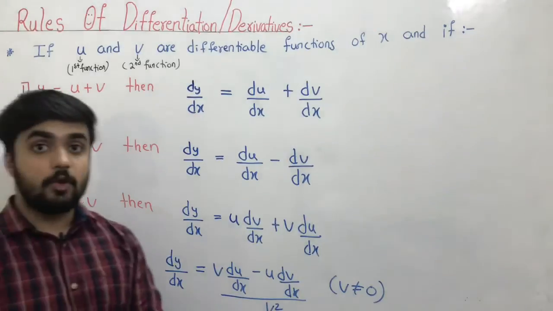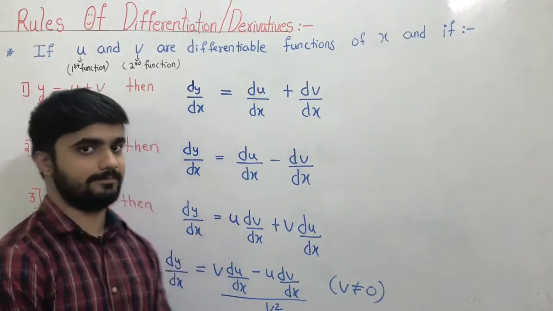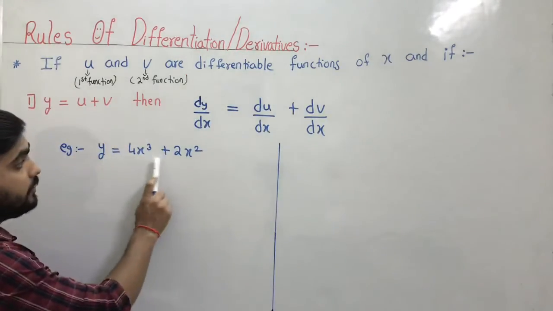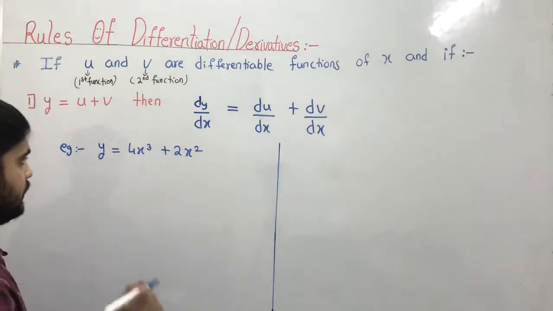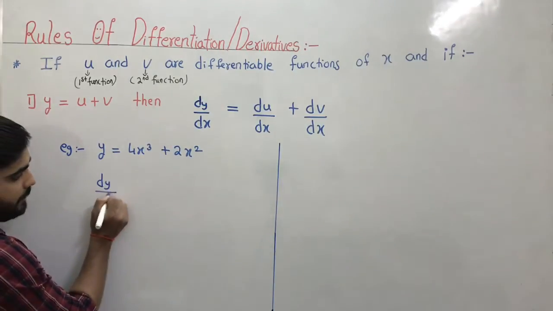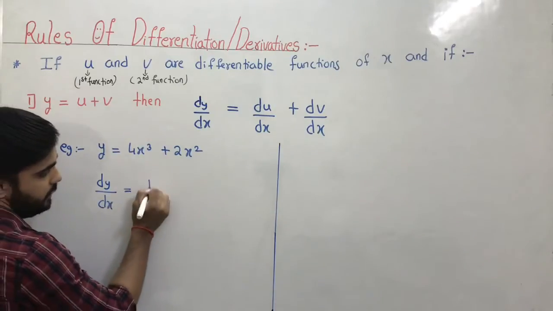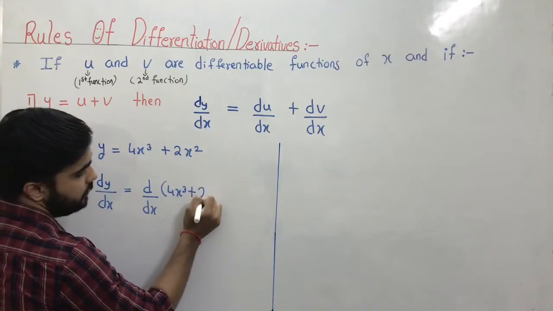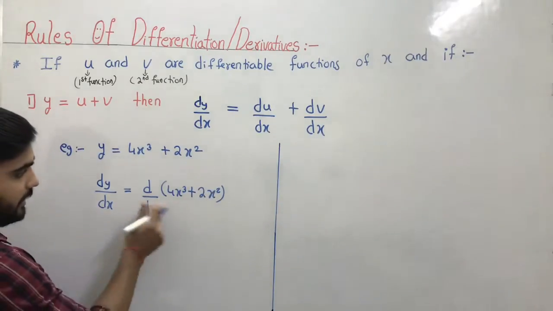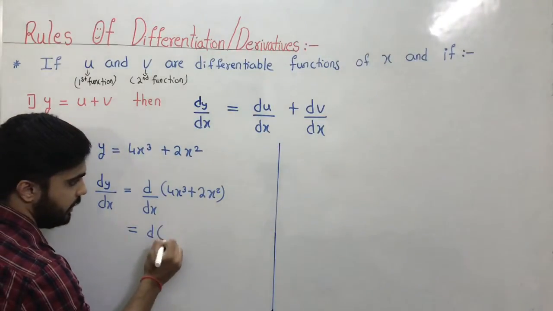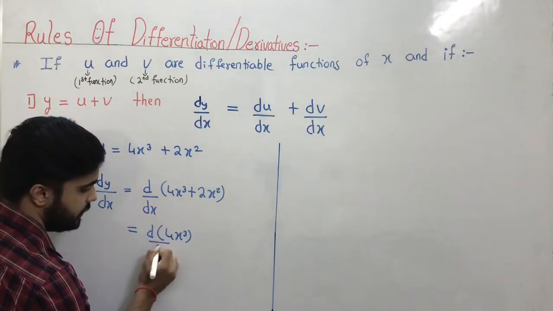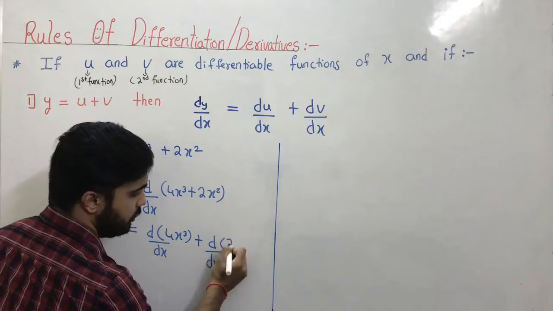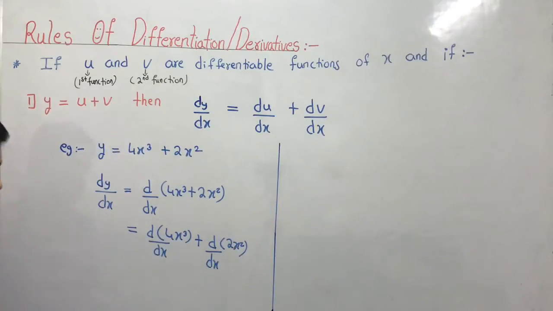Okay, now let's see some numericals based on these four rules. Our first example is based on rule 1. That is, y is equal to 4x cube plus 2x square, then dy by dx will be d by dx of 4x cube plus 2x square. So we can take separate derivatives, like derivative of 4x cube separate plus derivative of 2x square separate.